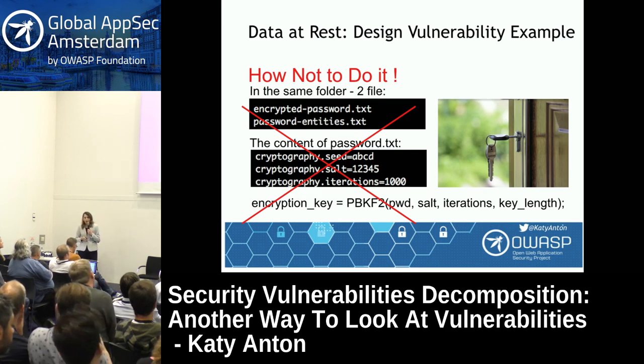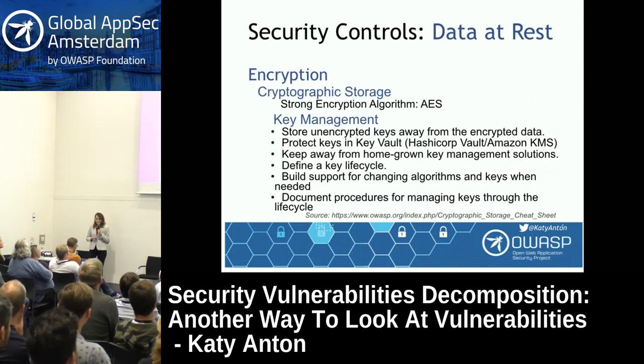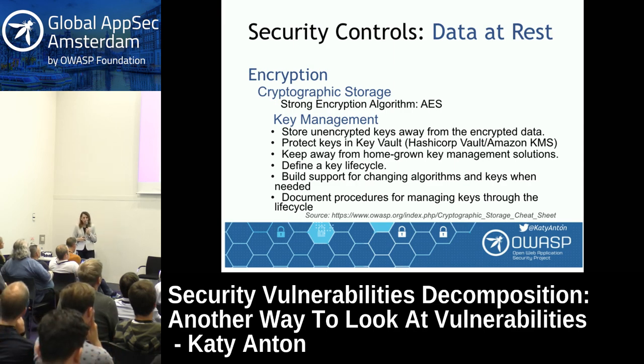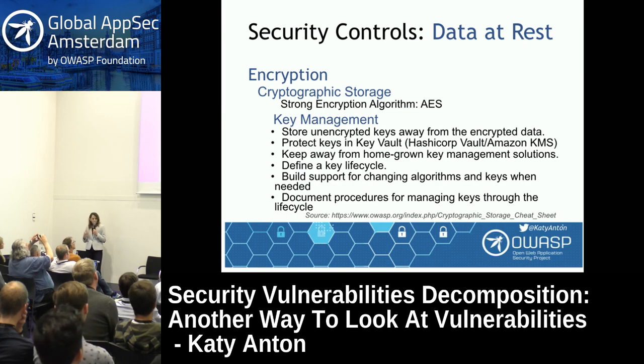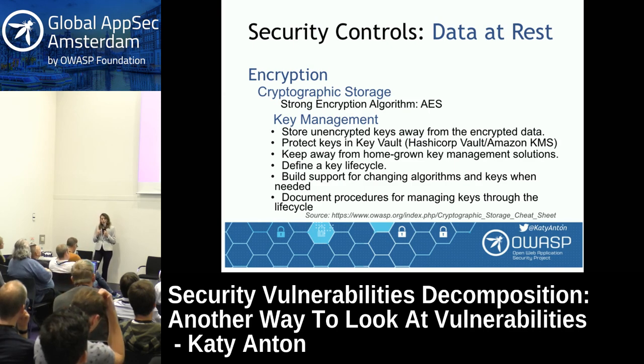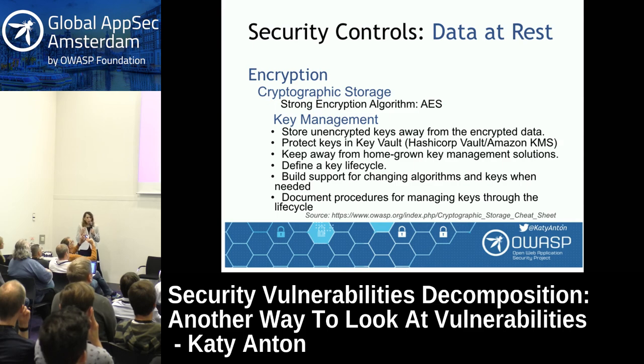So when it comes to data at rest, when you need to encrypt it, the best cryptographic algorithm out there is still AES, but it is important to store the key away from the encrypted data. Stay away from homegrown solutions because they can so easily go wrong, and use dedicated key management solutions. But it's also important to define a key lifecycle. We need to have in place a mechanism to replace those keys, because if the key has been compromised, then you need to do that anyway. So it's better to have defined the process in advance, so when this happens, you know exactly how to do it, and you have it documented as well.